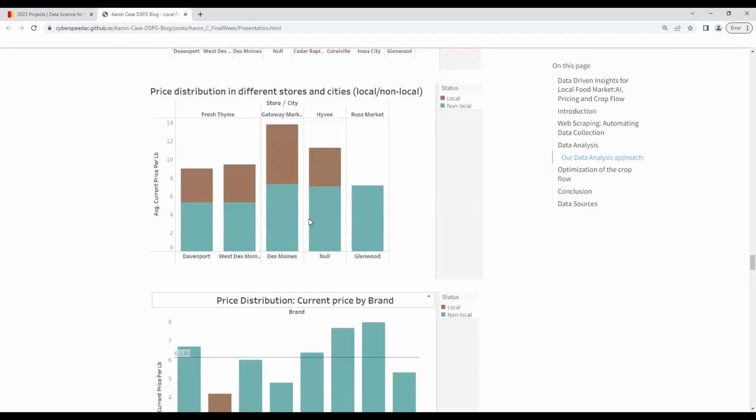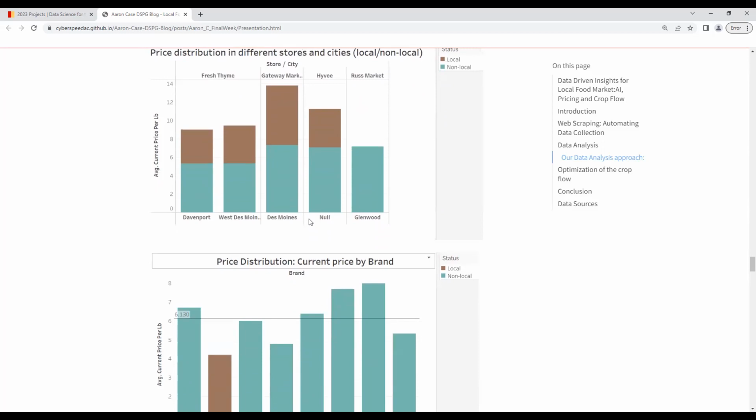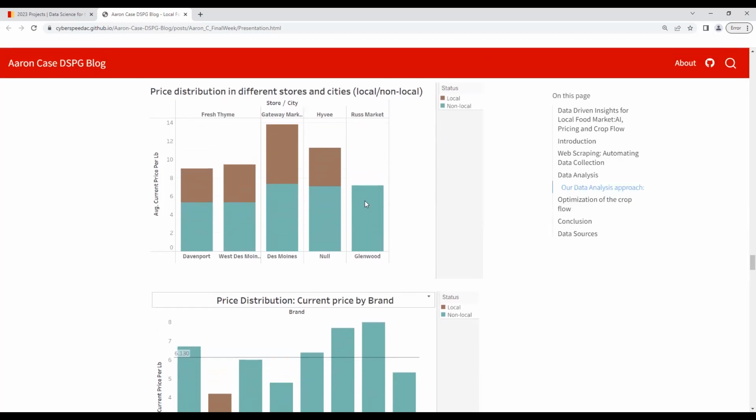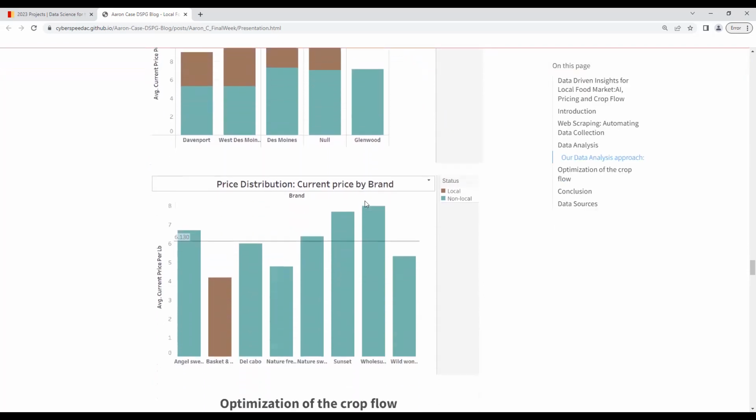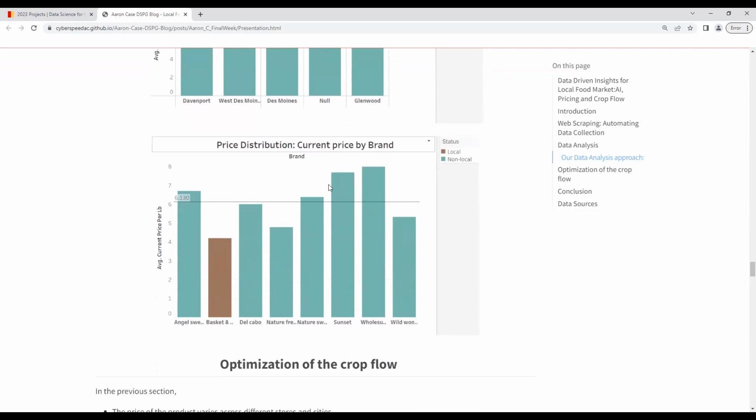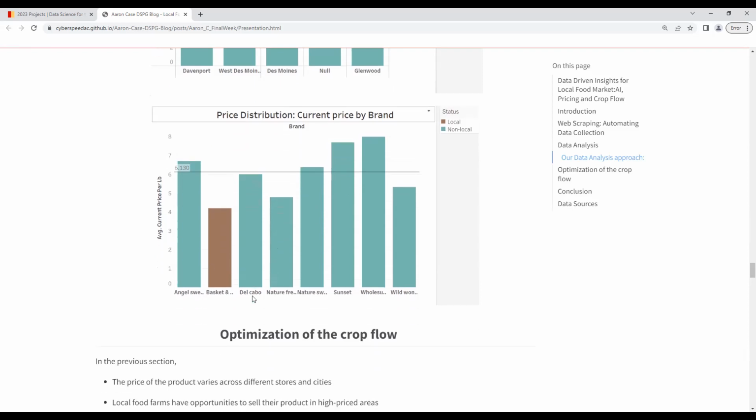Next, we have price distribution in different stores and cities for local and non-local. And in this case, Glenwood only had non-local tomatoes. Last one, we have price distribution, current price by brand. And it looks like this brand here is the only brand that sells local tomatoes when compared to other brands.